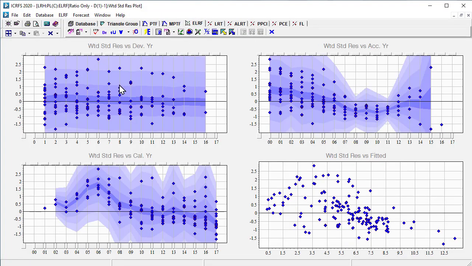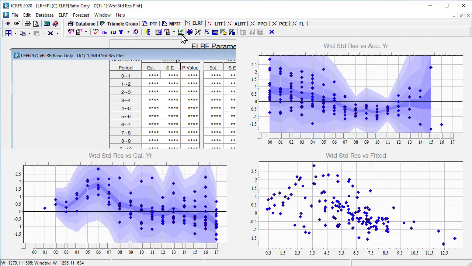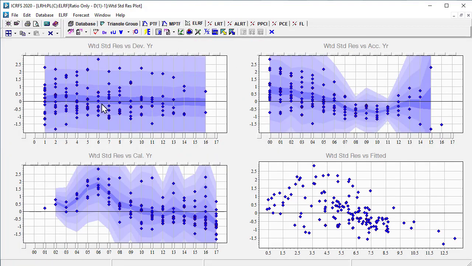By default, the Mack method, or regression formulation of volume-weighted averages, is fitted to the data, in this case, the paid loss data. The regression table, which we have here, shows the link ratios in this column. And these ratios will match volume-weighted averages if you went and calculated them in a spreadsheet. But the regression formulation means that we can calculate residuals and plot them by development, accident, and calendar time.